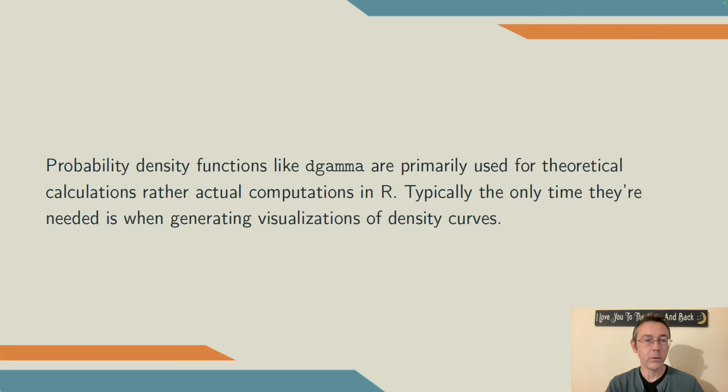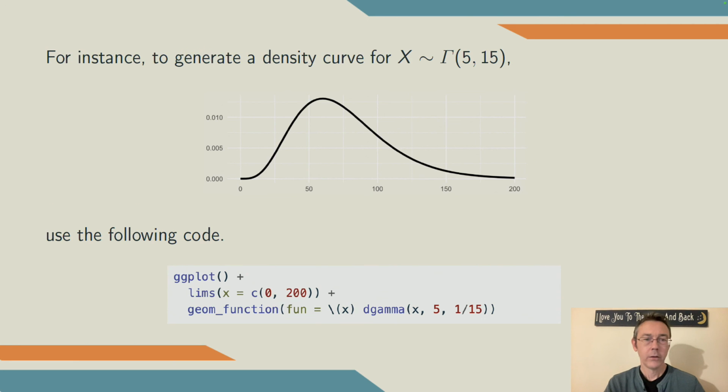Typically, the only time we use dgamma in R is if we need to generate a visualization of the density curve. So here's some sample code to do that, very simple version. I'm not going to talk about it at all, but you can see the density function for the gamma distribution that we've been working with pictured here.